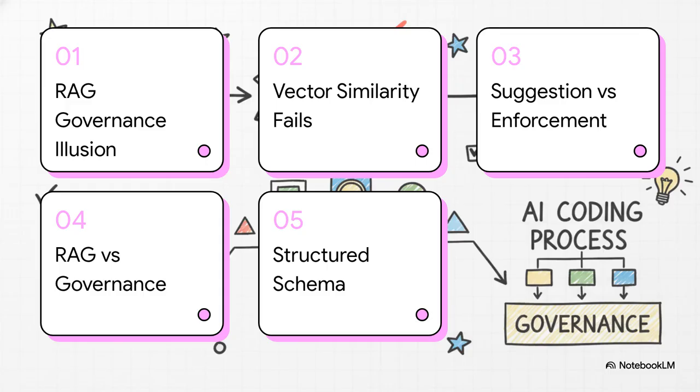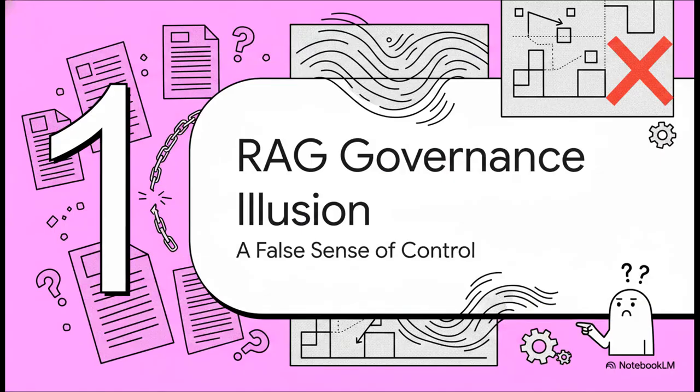So here is our game plan. We'll start with the RAG governance illusion, then look at where vector similarity breaks down and contrast suggestion with deterministic enforcement. From there, we'll map out RAG versus true governance architecture, and finally dive into the structured schema solution. Let's get into it. Part 1.